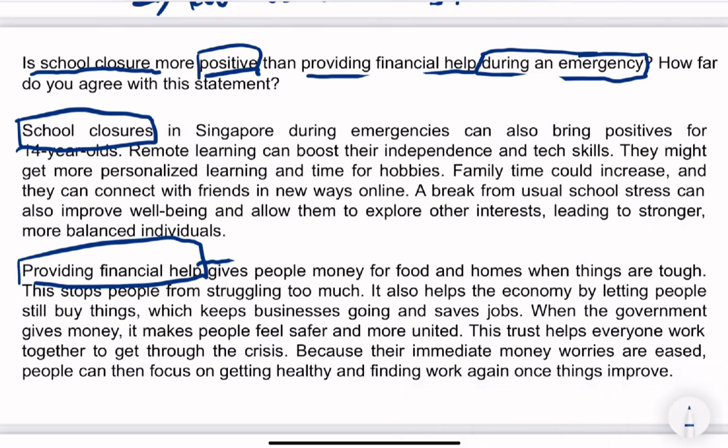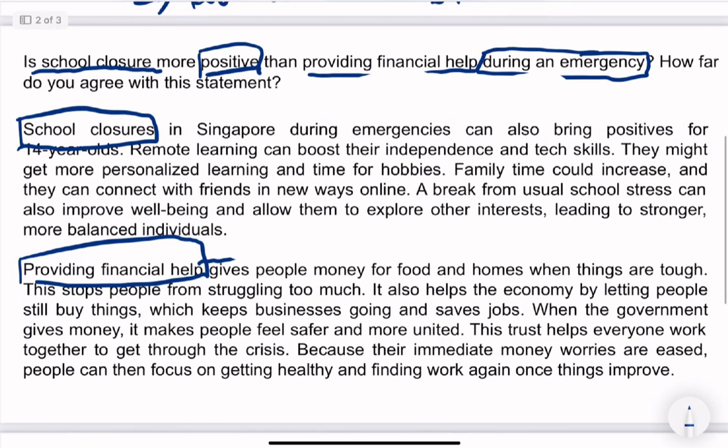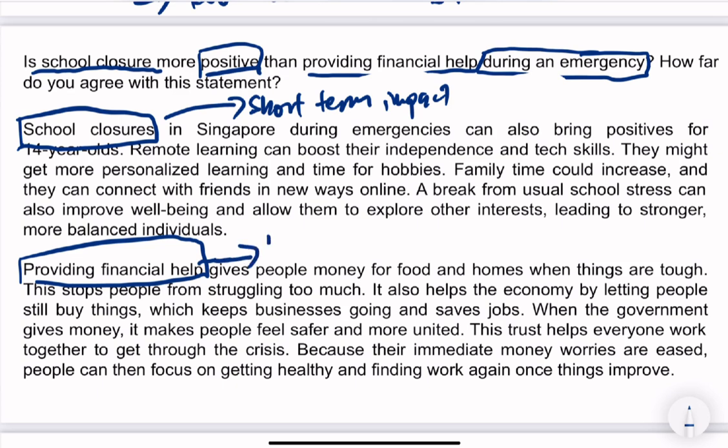So again, this idea of evaluation actually goes back to how you argue your point out. Now, if your point that you argue out makes sense to the marker, if the analysis makes sense, you will get the mark. Now, let's look at it from this angle. Let's take a look at it from a time scale angle, a long-term versus a short-term thing. Now, maybe for example, school closures just have a short-term impact, versus, for example, providing financial help may give you longer term impacts.